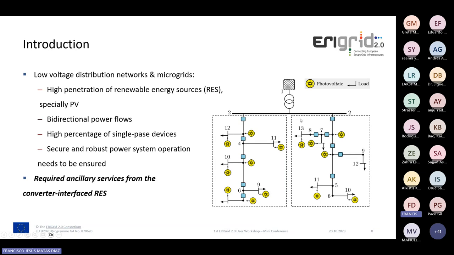Think, for example, in a single-phase microgrid like this one. If a contingency takes place near the connection to the main grid, the protection trips, and this microgrid becomes islanded. If we want to avoid the blackout, we will need a grid forming unit there. Furthermore, if we had had that grid forming unit, the protection might not have tripped in the first place.